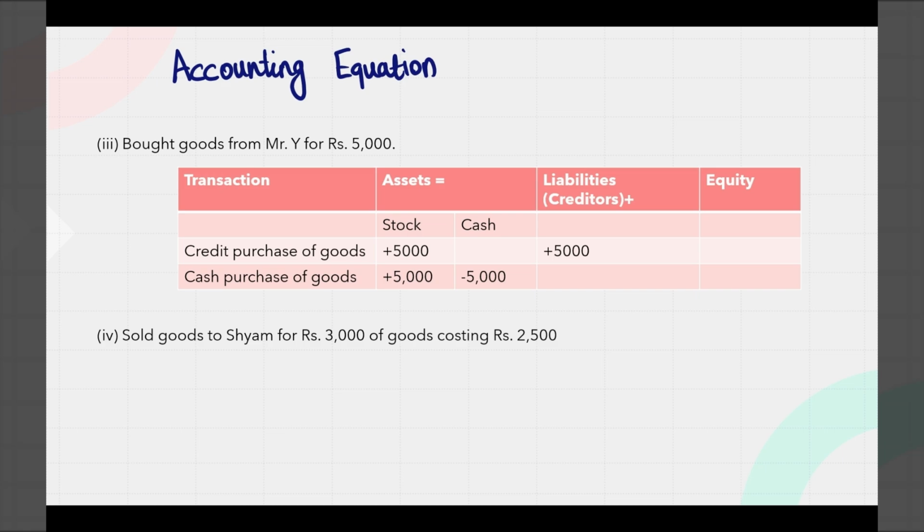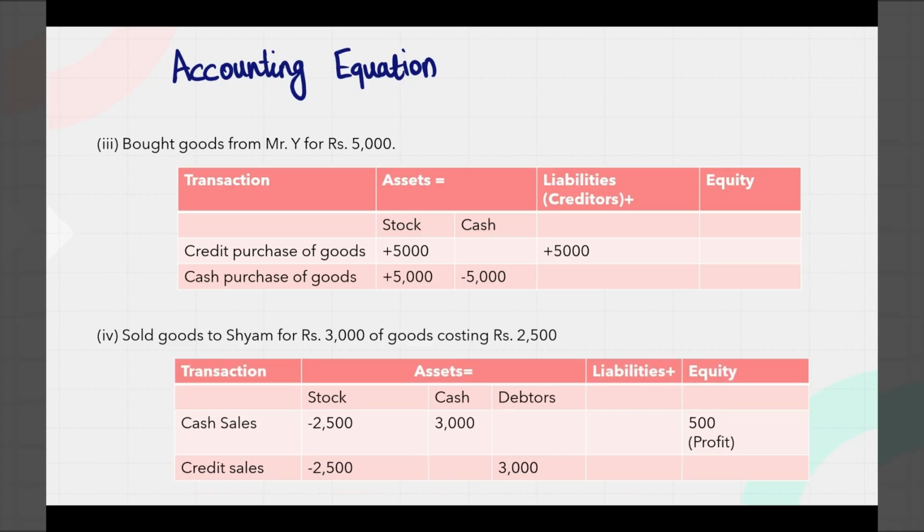Sold goods to Shyam for rupees 3,000, of goods costing 2,500. So we can see that goods costing 2,500 were sold for 3,000, there is a 500 rupees profit. So whether it is a cash sale or credit sale, in both cases there would be a profit of 500.